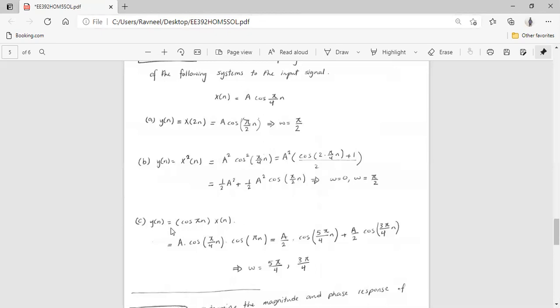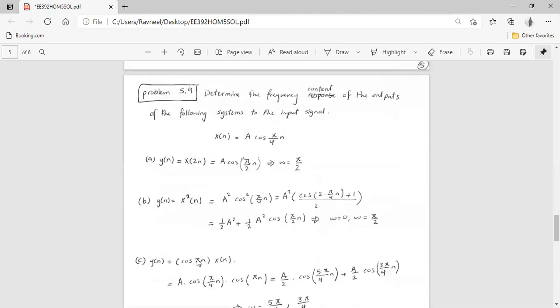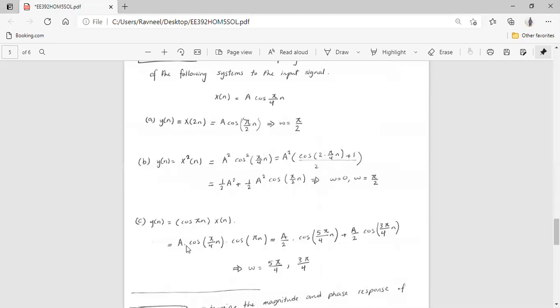C, y of n is equal to cos pi n multiplied by x of n. So basically, again, we just need to multiply x of n with cos of pi n, right? And then using the trigonometric properties, we can further simplify this and we can rewrite it as this particular term, right? So we get two particular terms, right?